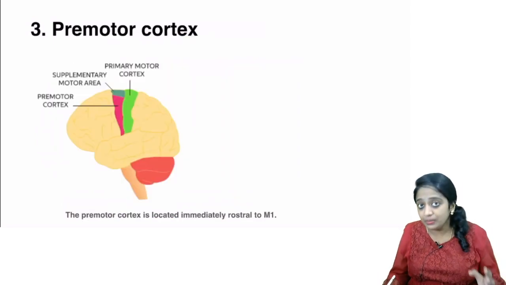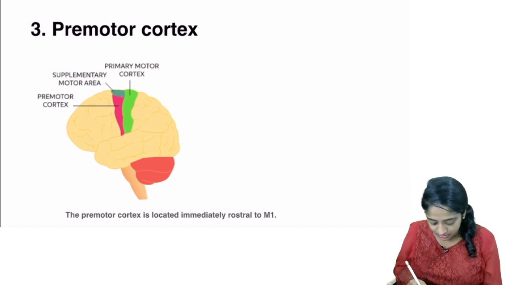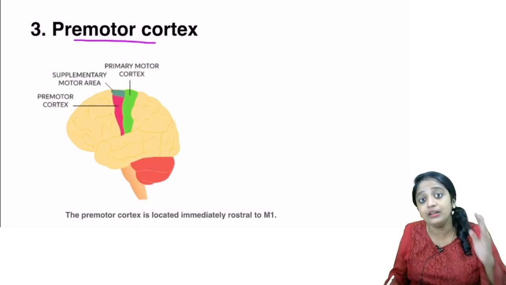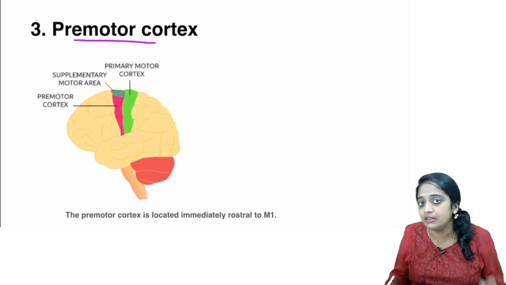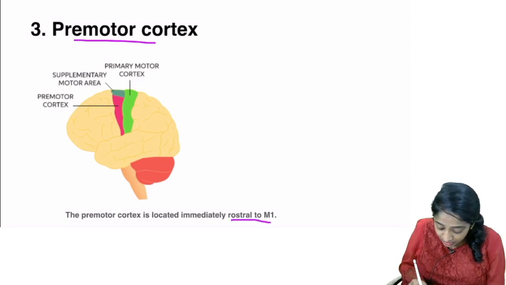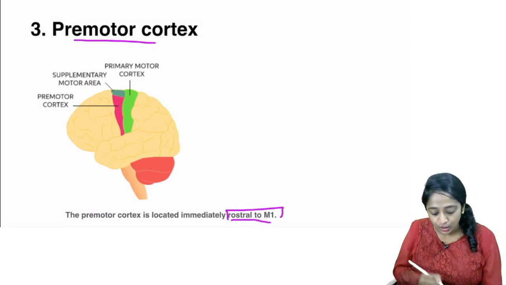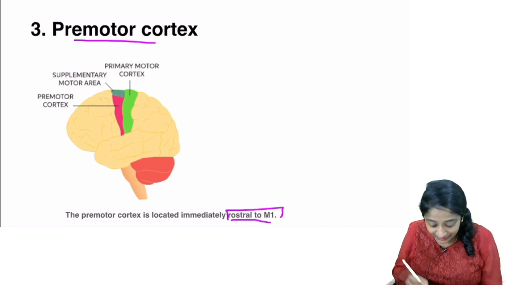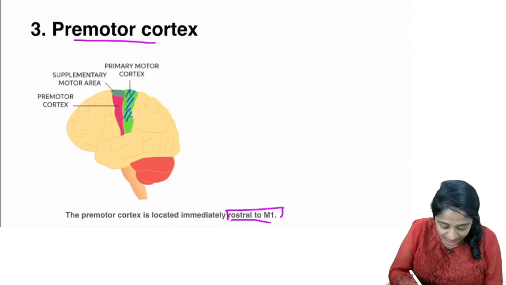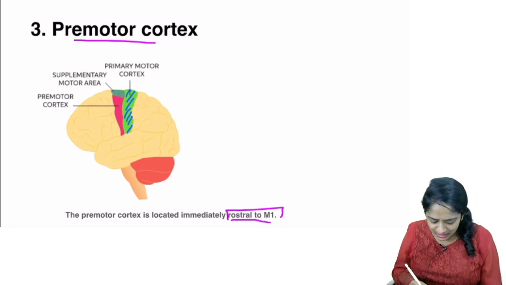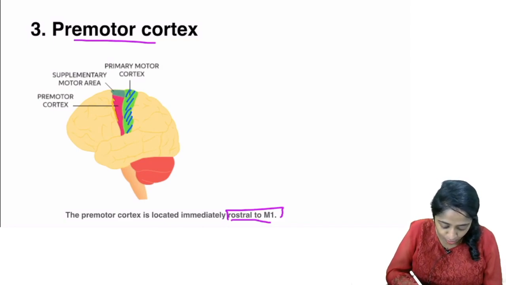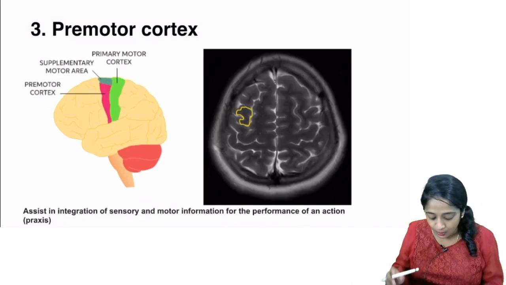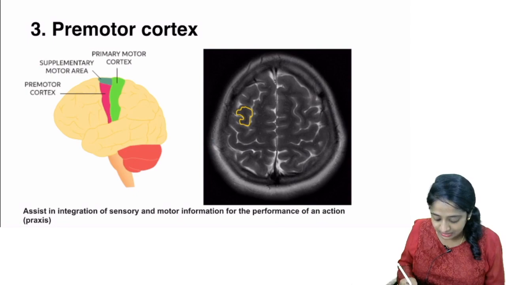Now let's come to another important area known as the premotor cortex. First and foremost question, where will you localize it? Definitely it is located in the frontal lobe. But where exactly in the frontal lobe? It lies rostral to the primary motor cortex. So in order to localize the premotor cortex, you have to know where the primary motor cortex is. We already know that it is in the precentral gyrus. So map out the primary motor cortex, and just anterior to that you have the premotor cortex.